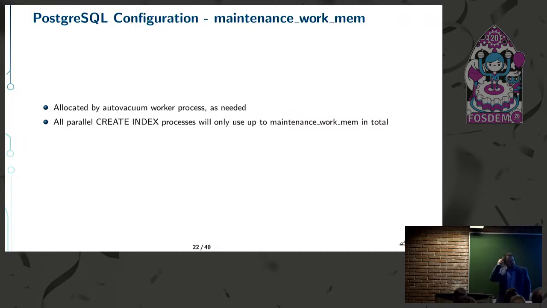Maintenance_work_mem. This is allocated by autovacuum worker processes and also by parallel create index, right? Or any kind of create index or alter table, right? So for example, if you have like 5 autovacuum workers and you have a gigabyte used, you can go up to a gigabyte for each one, potentially.